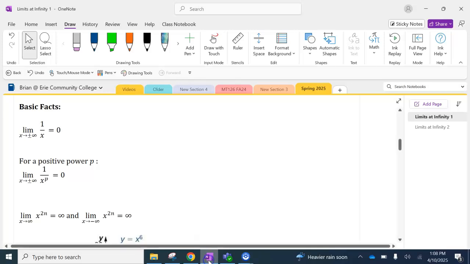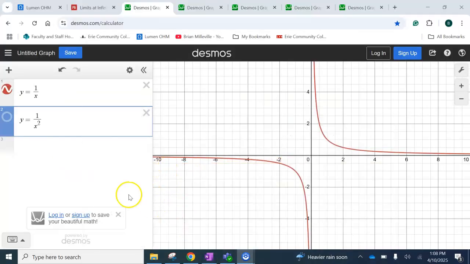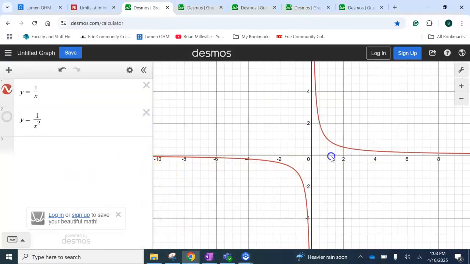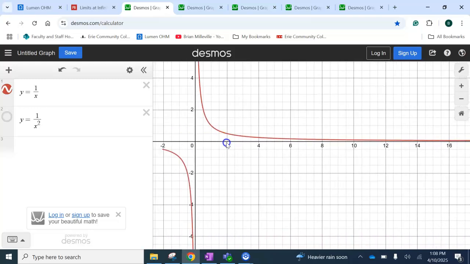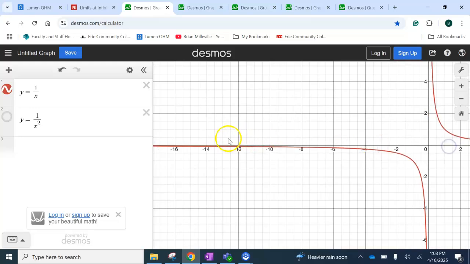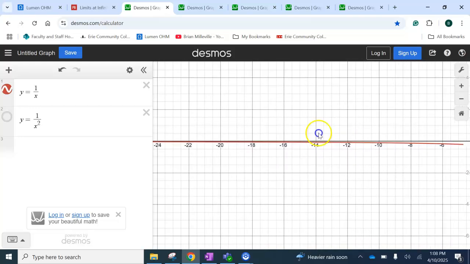So I'm going to go over to Desmos, and I've got 1 over x plotted here. We know if we keep going to the right, 1 over a larger and larger number is going to be very small. 1 over a large but negative number is going to be negative, but closer and closer to 0.